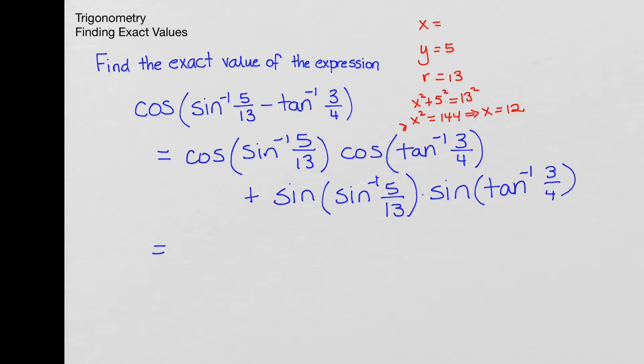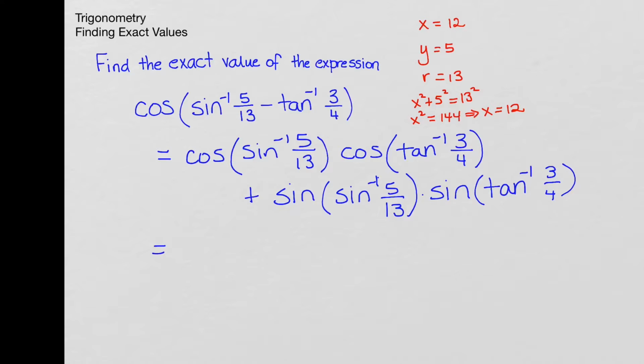Now, how do I know that x is equal to 12 and not negative 12? Because we're looking at the sine inverse, and the sine of whatever angle it is positive, so that means we have to be in quadrant 1. And so cosine is going to be positive there. It's going to be the same situation when we're working with tangent inverse of 3/4. So x is 12.